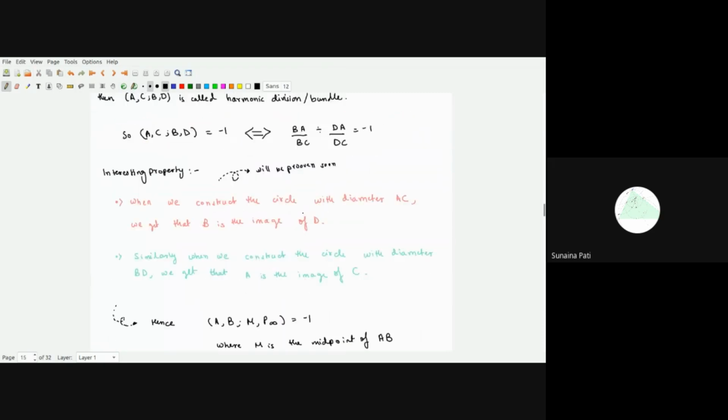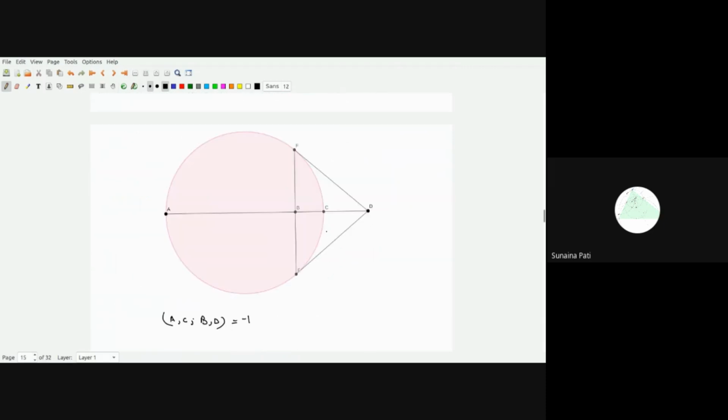So when we construct the circle with diameter AC, we get that B is the image of D when we do the inversion. So (A, C; B, D) is -1. That's how we define it.